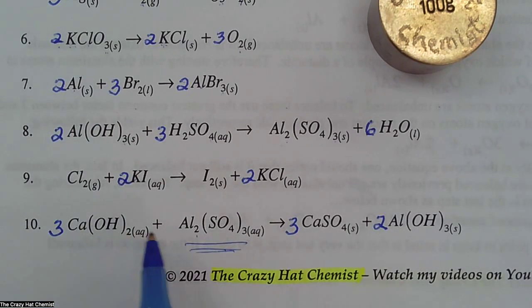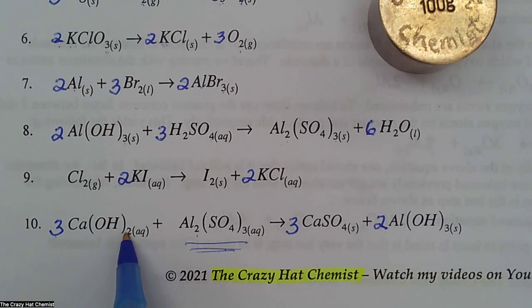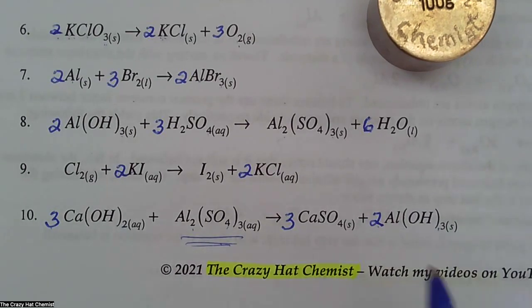You should be able to check the number of oxygens and the number of hydrogens on both the reactant and product side. So 3 times 2 hydrogens, that's 6. 2 times 3 hydrogens, that's 6. Number of oxygens, 6 plus 12. Okay, number of oxygens, 12 plus 6. They're balanced as well. All right, fantastic.